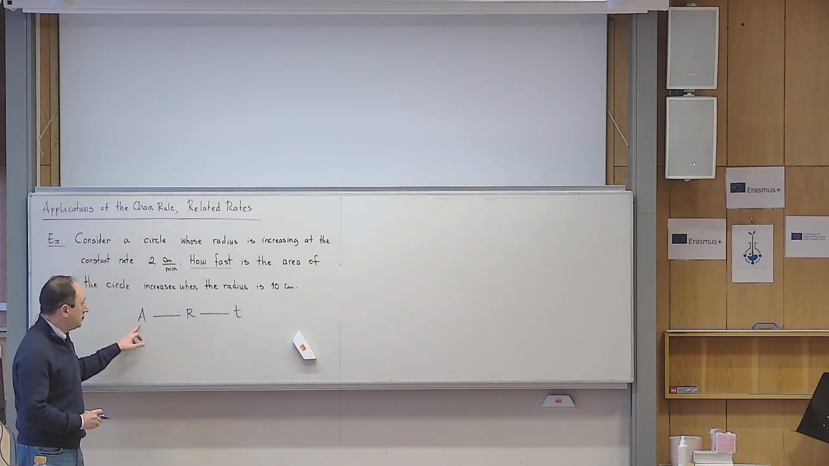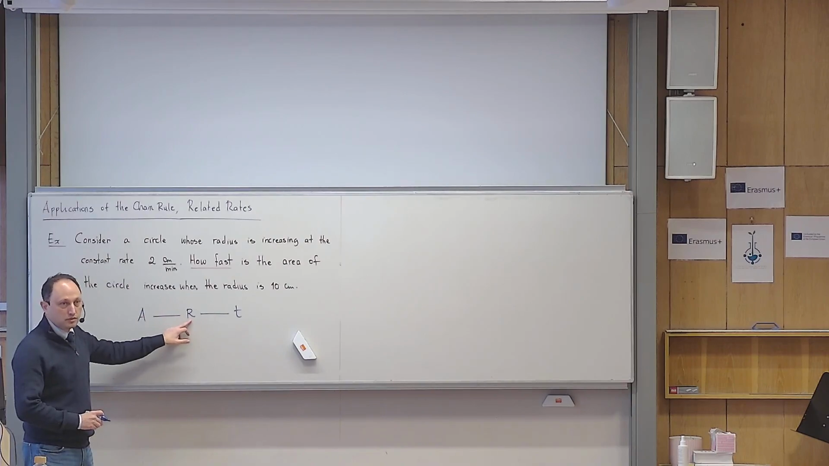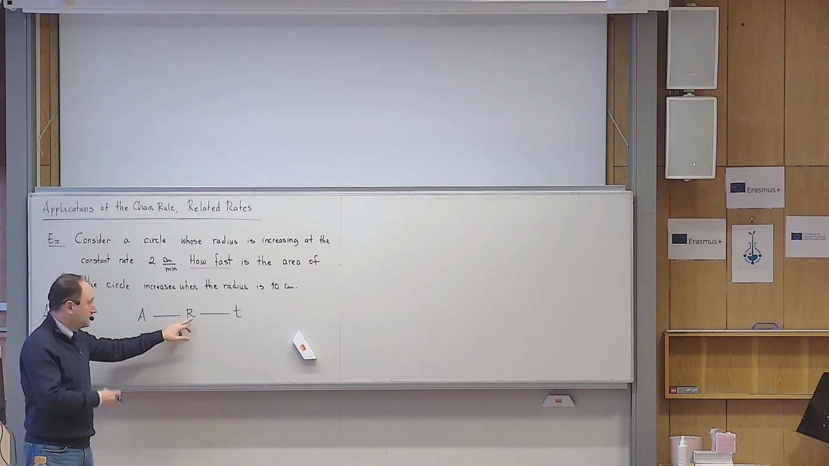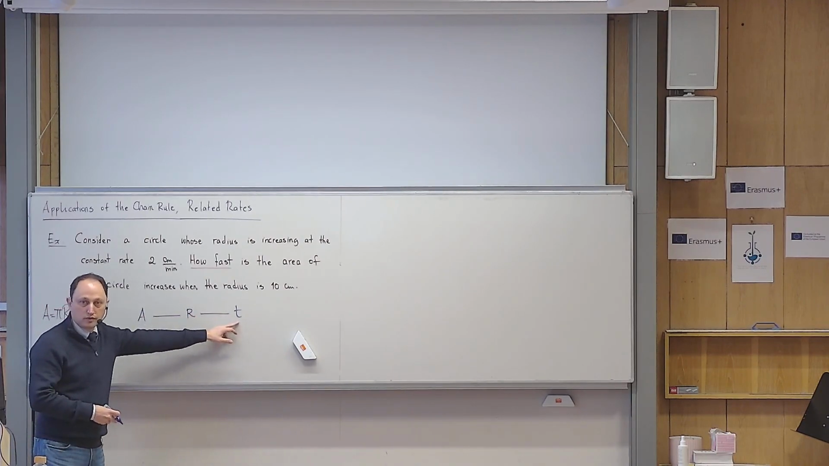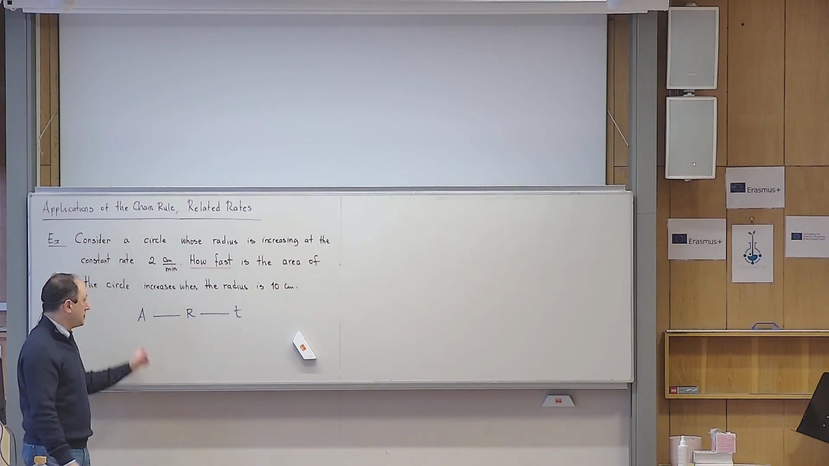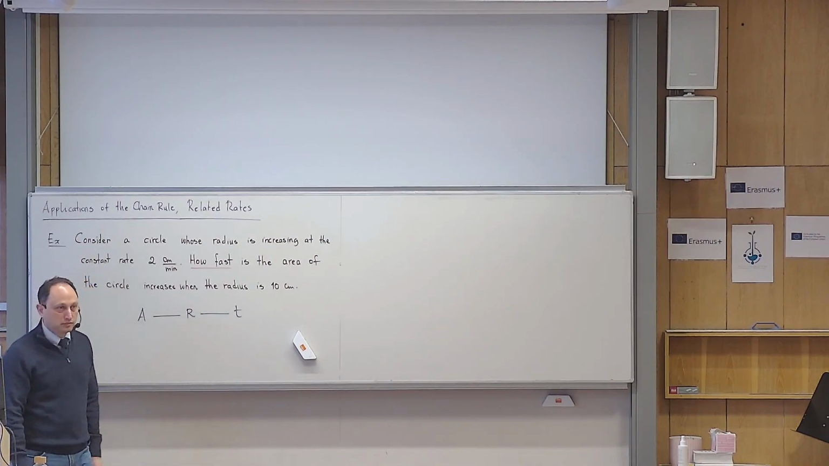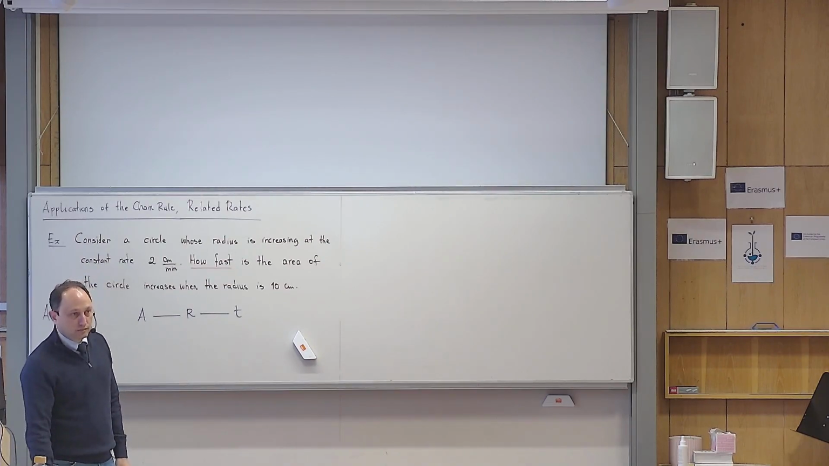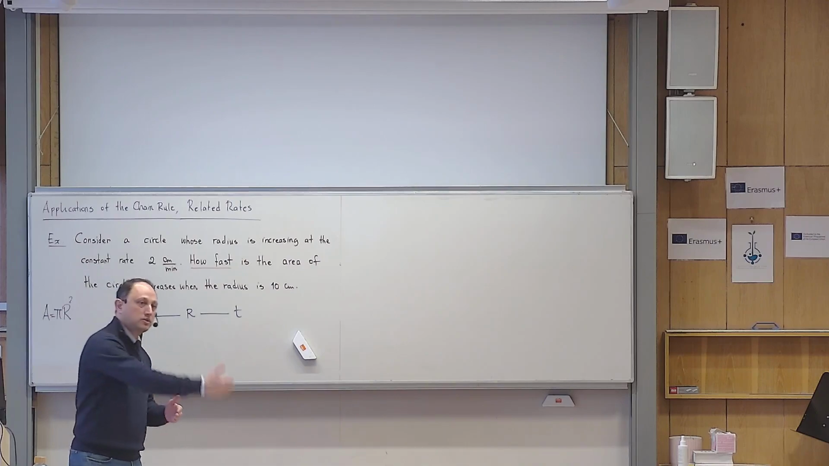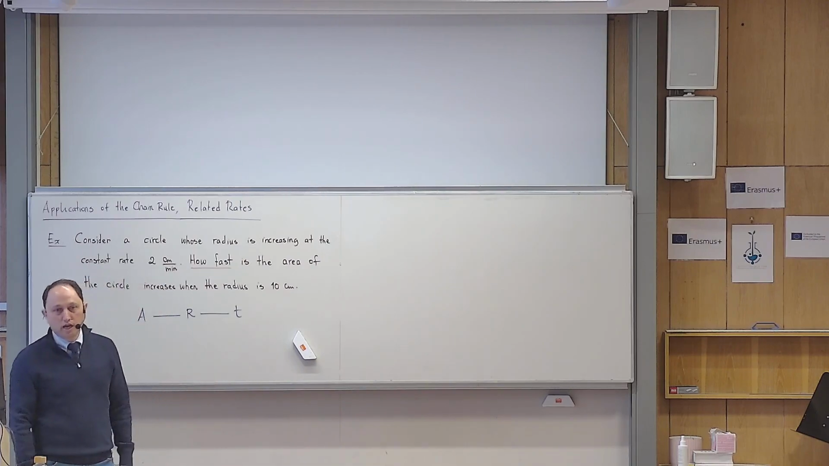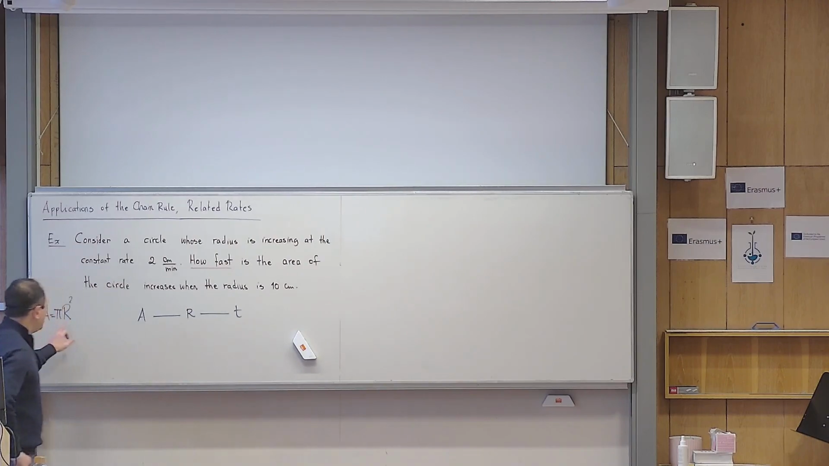So A is a function of radius. In this setup, the radius is also a function of time. Is it fair to say that area is a function of time? A depends on R, which depends on time, so in principle A is also a function of time. Okay? But when I write this formula, I only see the dependence of A and R, not A and t.